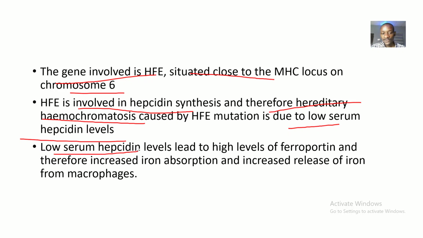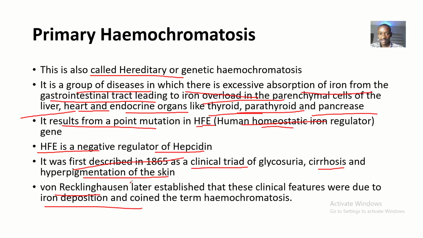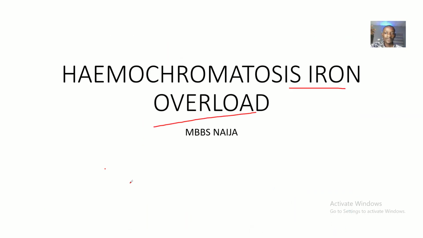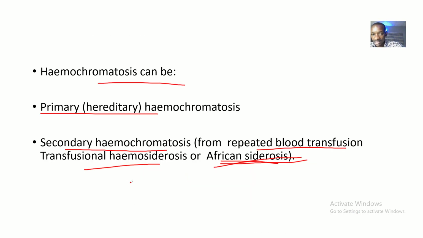So low serum hepcidin levels lead to high levels of ferroportin, and therefore increased iron absorption and increased release of iron from macrophages. These are the primary basis of what hemochromatosis iron overload is. Next we will talk about primary hemochromatosis and secondary hemochromatosis. So that's it, and see you in the next one.